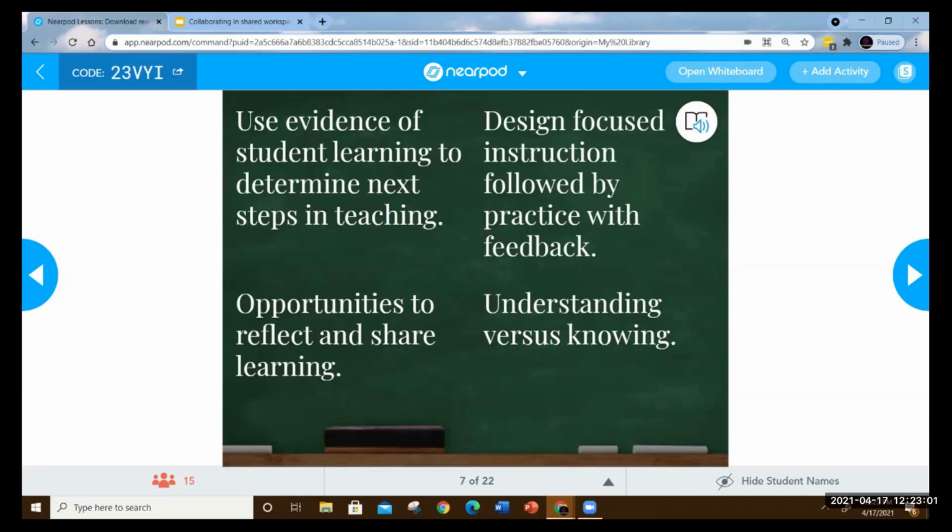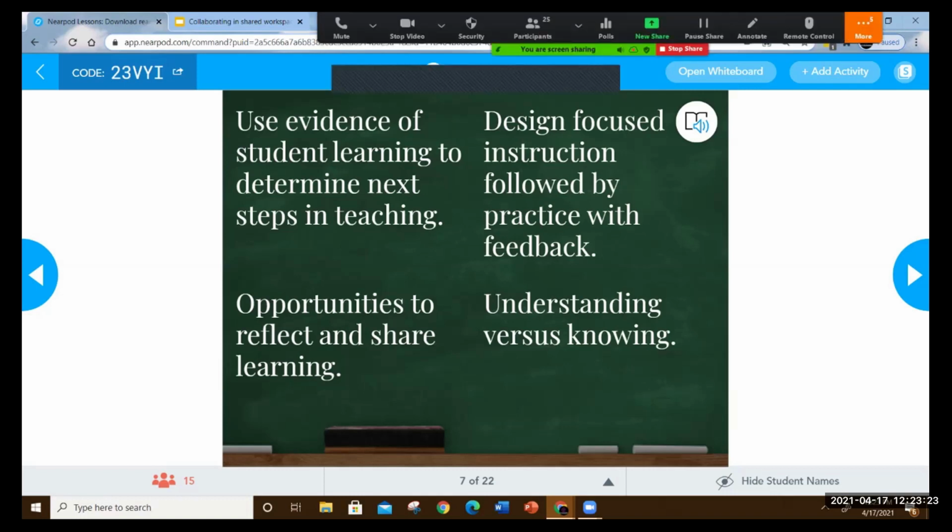So we're going to use evidence of student learning to determine what our next steps in teaching are. We're not just going to write down what we think our steps should be. Every day our plan has to evolve and change based on what the students are showing us. Are they showing us anything? Because if they aren't, we've got to deal with that first. We can't just keep teaching. We can't just keep going, right? We have to stop and make sure that everybody is on board.